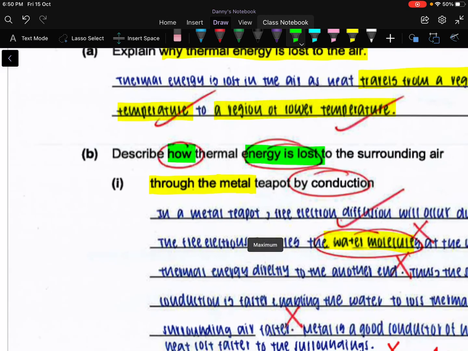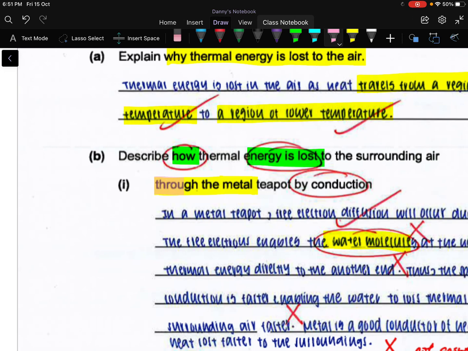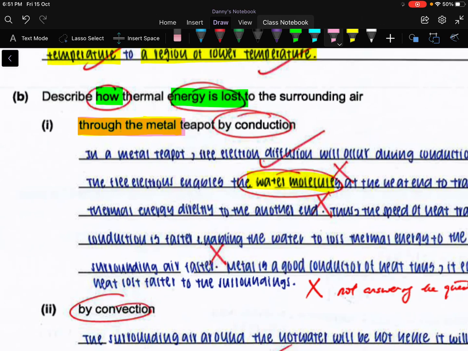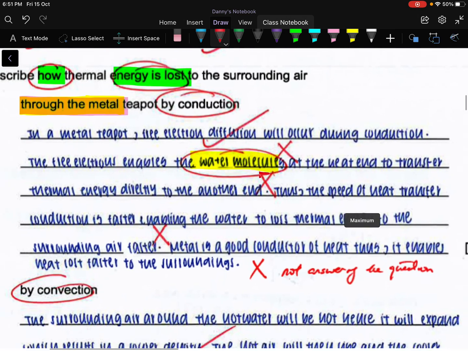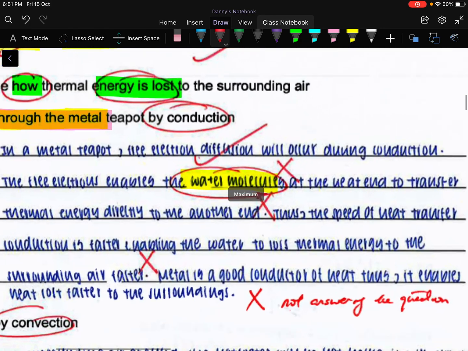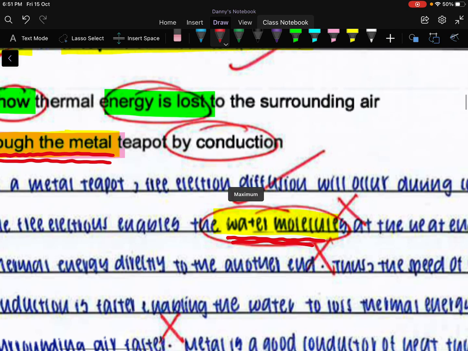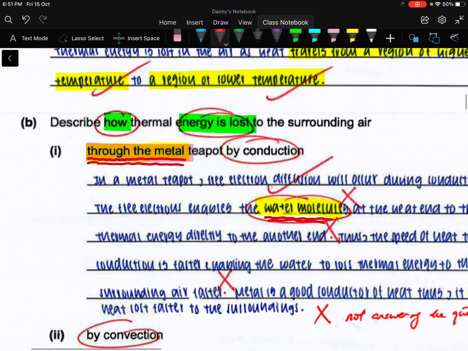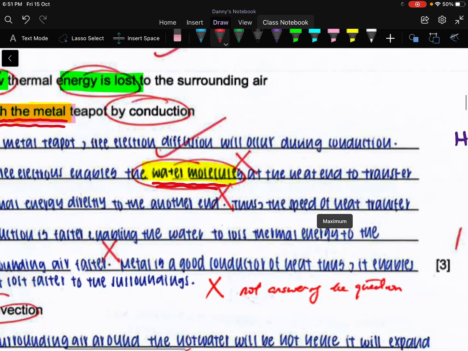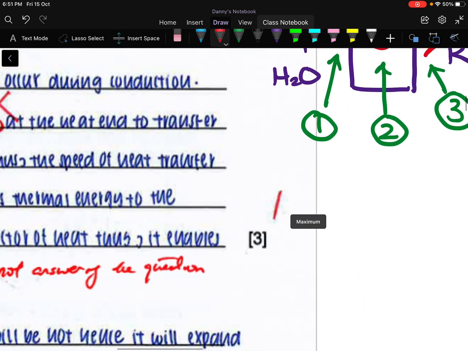So if you look at B part 1, they are interested in knowing the mechanism involved that is happening inside the metal. So for example, the reason why I choose this as an example script is because here you can see that the question directs you to talk about what is happening inside the metal. But as you can see, this student actually focused a lot on what happens to the water molecules. So even though she has given a lot of details and effort in answering it, she is actually focused on the wrong medium. So the question requires you to talk about the metal teapot, but you actually talk about what is happening in the water. So because of that, she got very, very little marks.